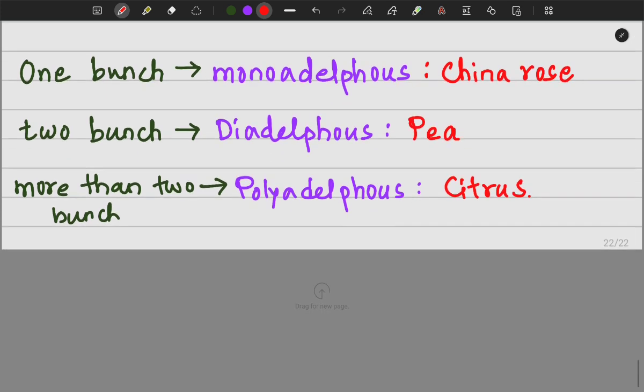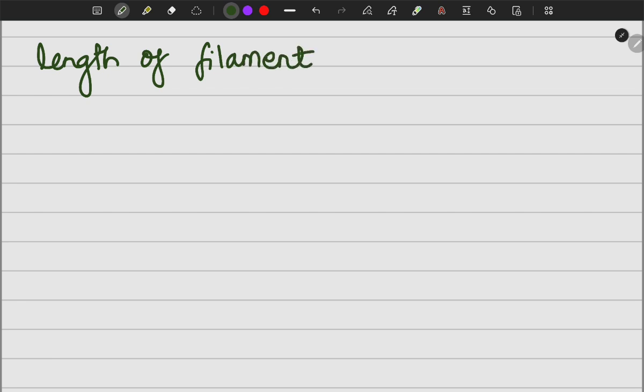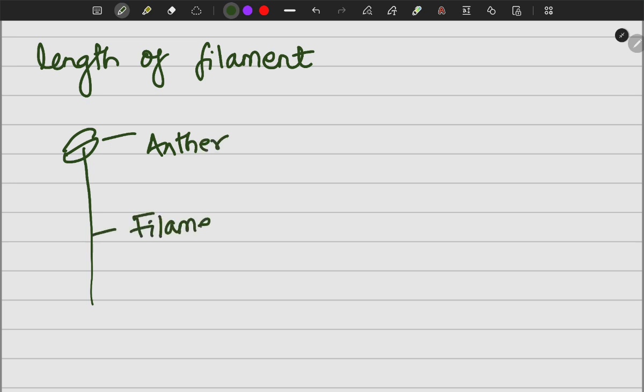If more than two bunch are found, then it is called polyadelphous. Now the length of the stamens, or the length of the filaments of the stamen, can vary within a flower. If you remember the structure of the stamen, we studied it has two parts, right? This is called anther and this is called filament. So this length of the filament can differ or vary within one flower.